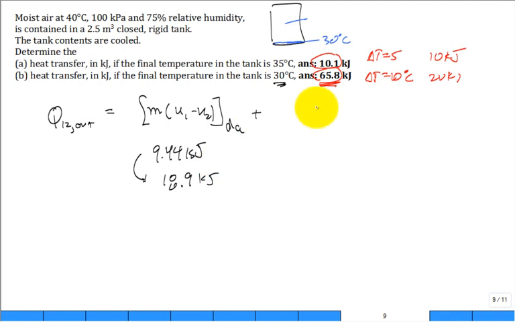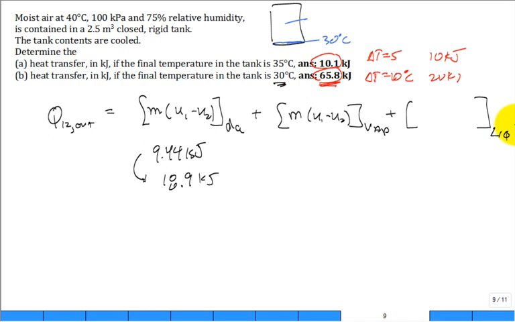But I used to only have this for the vapor. I would say, well, we had the mass of vapor, and then we had the U1 minus U2 of the vapor. But when I think about it, I have to conclude something in my energy balance because some of it ends as liquid.